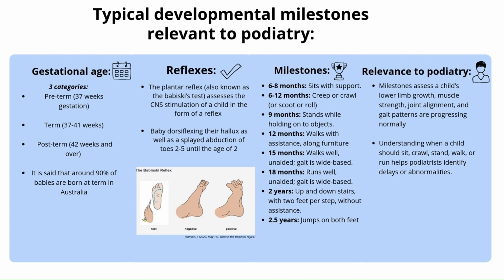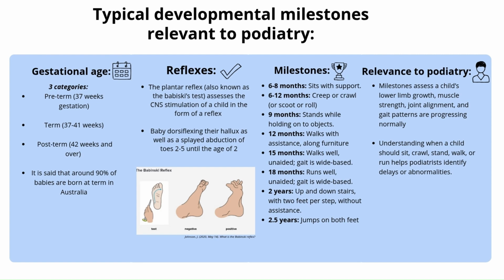At 6 to 8 months, a child typically begins to sit with support, and it becomes a concern if they are not sitting independently by 9 months. From 6 to 12 months, most infants start to creep, crawl, scoot, or roll to move around. By 9 months, they can usually stand while holding onto objects for balance. Around 12 months, many children begin to walk with assistance or along furniture and may even begin to take a few unsupported steps. It is considered a concern if independent walking has not been developed by 18 months.